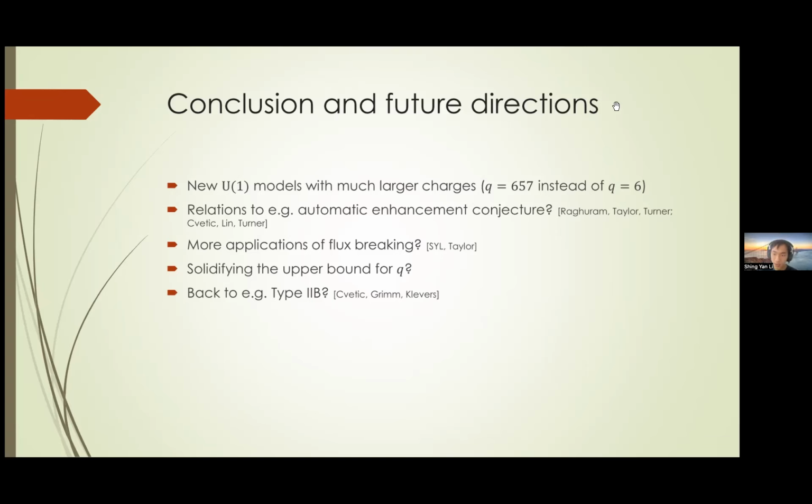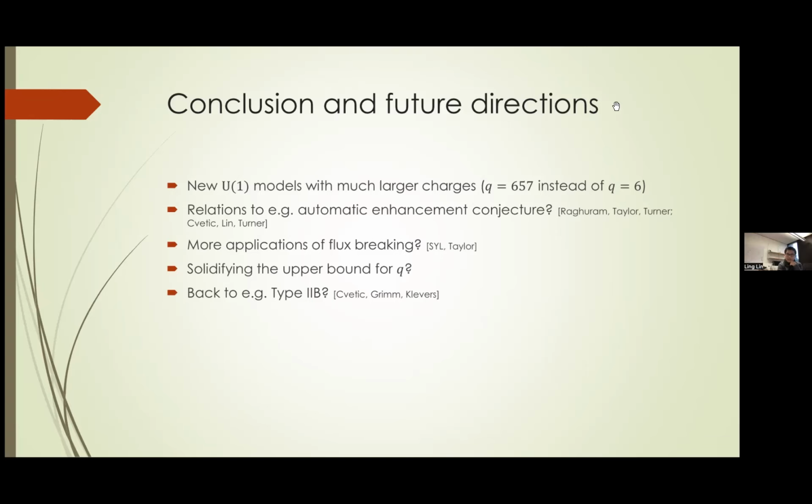And the third thing is, so far we are just giving you a heuristic argument for why 657 is basically the best we can do, but there is much more work needed to solidify the statement. And the final thing is, we are working on F-theory, but in principle, you can also do the same for example in type IIB string theory. Of course, in type IIB, you only have a perturbative setup, so the result will be rather limited. But it will still be interesting to compare different corners of string theory to see how well we can do. So that is all the future directions that we have in mind so far. And thank you for listening.